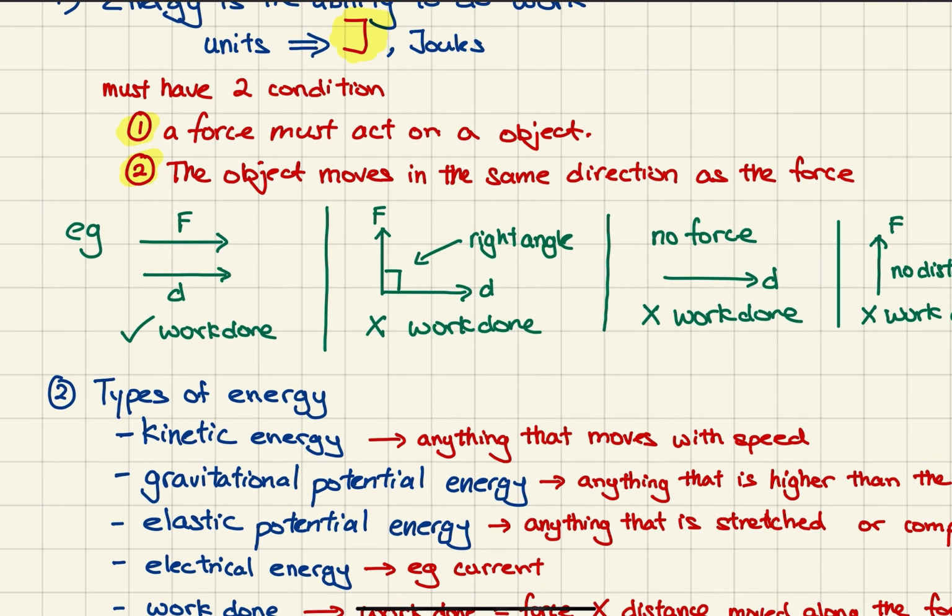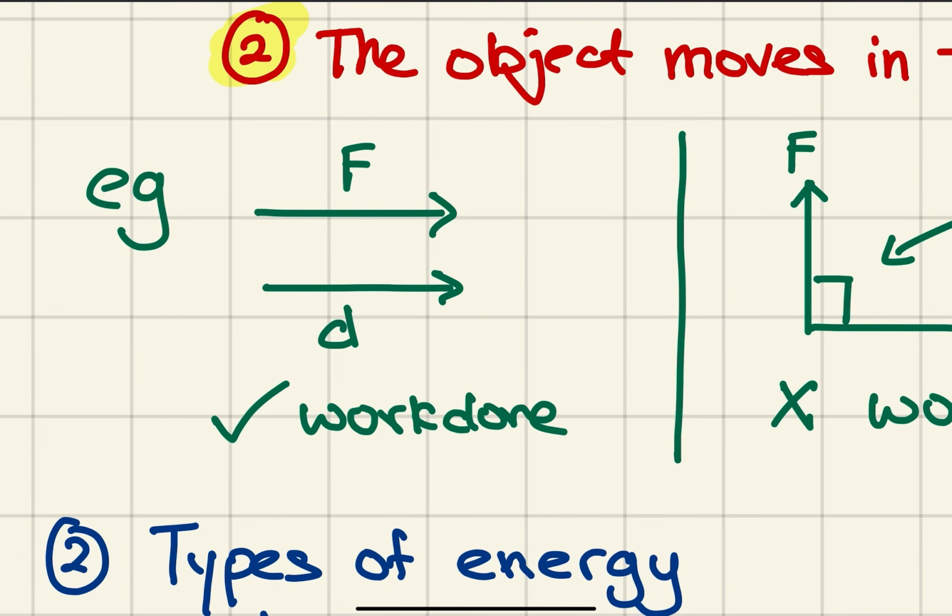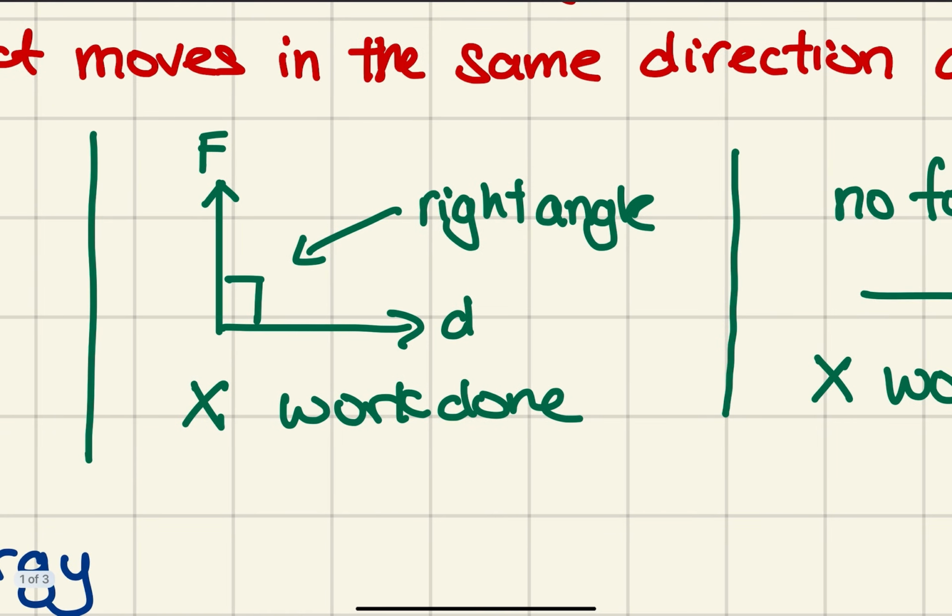So what do I mean by that? Let's take the first example. My force is moving to the right and my distance is moving to the right. There is work done because they are both moving in the same direction. Now this is the part that's different. There's a right angle here. The force is going upwards and the distance is going to the right, so they are perpendicular to each other. Therefore there is no work done.